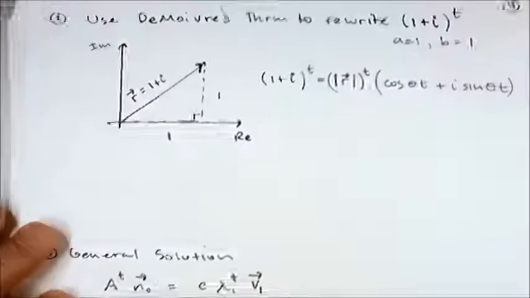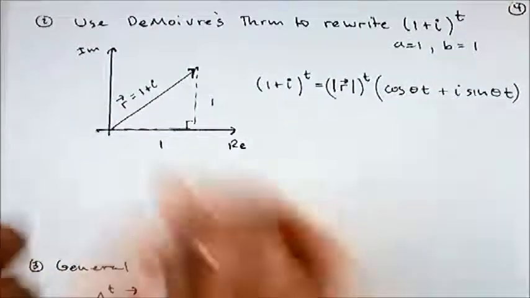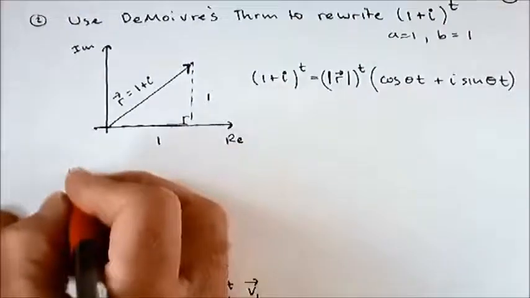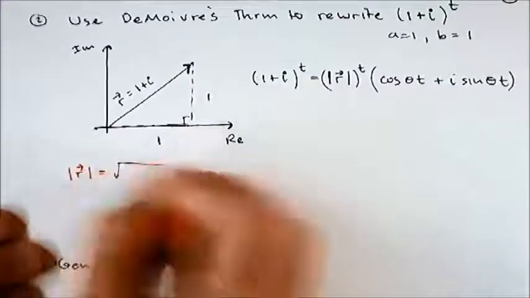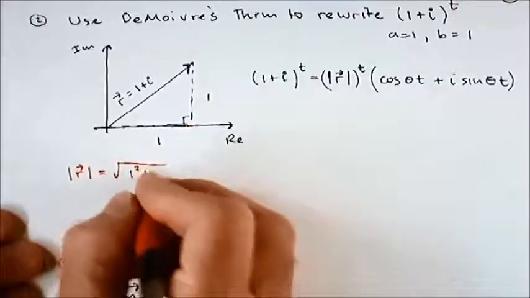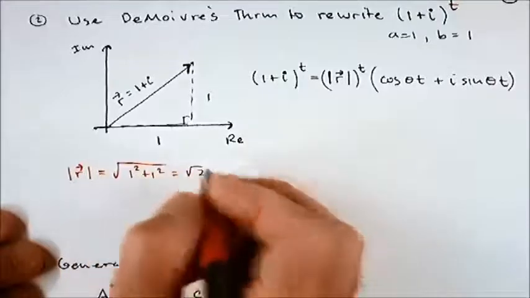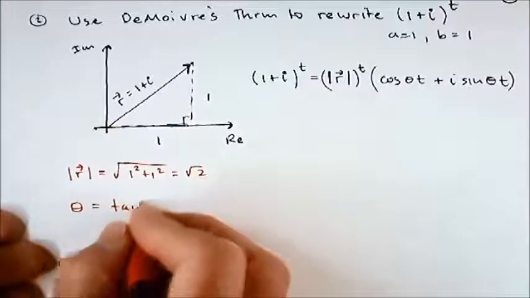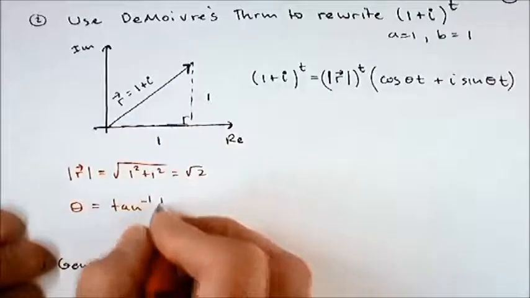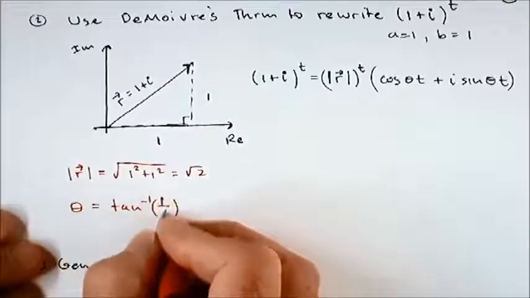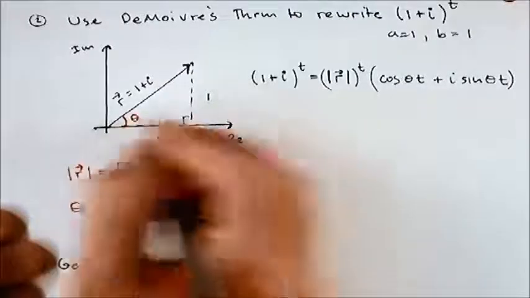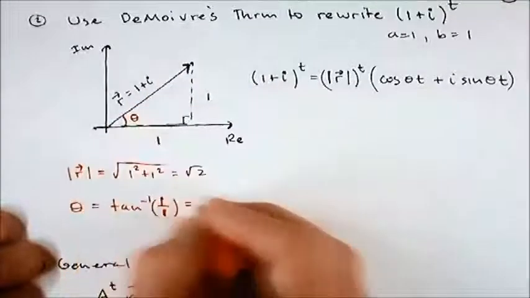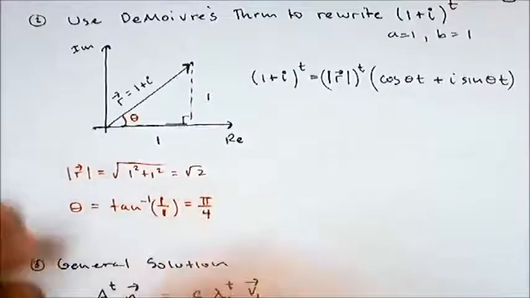So we need to find the magnitude of R. That's easy. That's just the square root of 1 squared plus 1 squared, which is root 2. And we need to find our angle theta, which is the inverse tangent of 1 over 1. Or you may know that. If this is root 2, we already found that, you should be able to see that that angle is pi over 4.